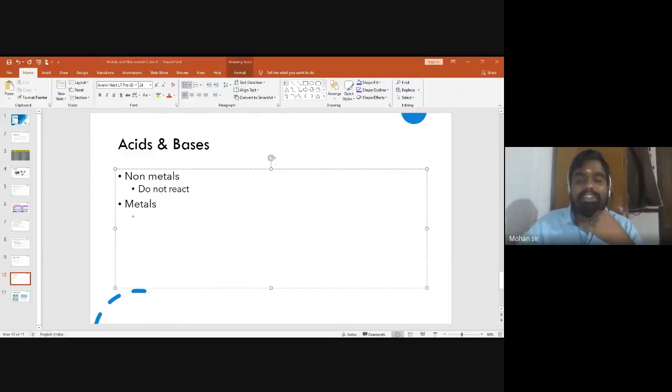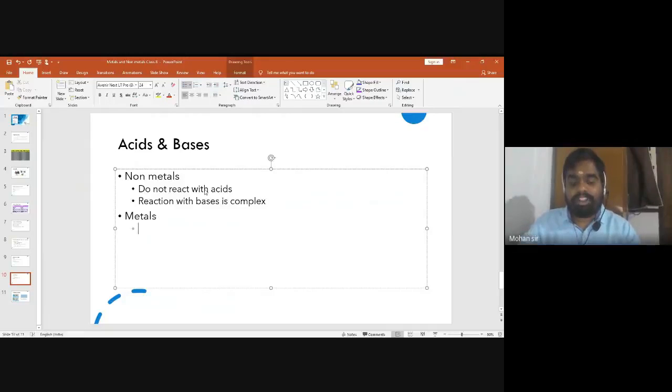Non-metals do not react with acids, but they do react with bases. But the reaction of non-metals with bases is very complex. It is not so important for you right now. If you take chemistry in your higher grades, definitely you will learn about the reaction of non-metals with bases. So the reaction with bases is complex.